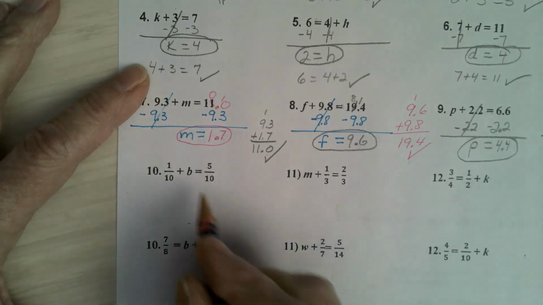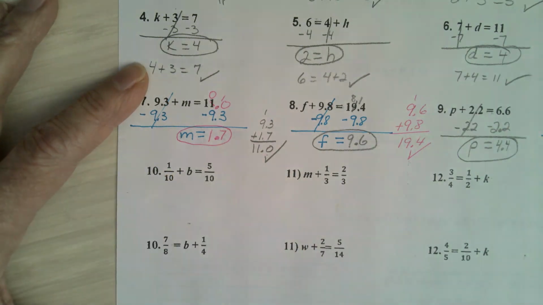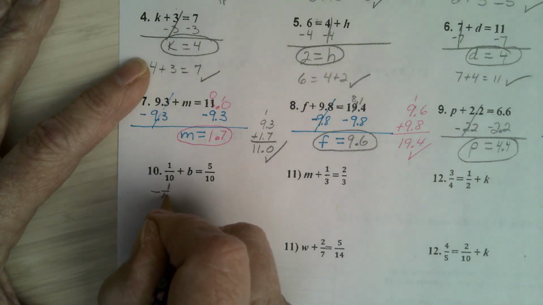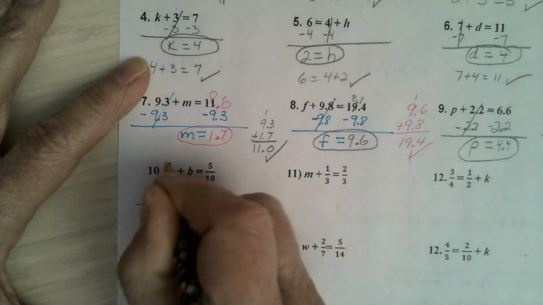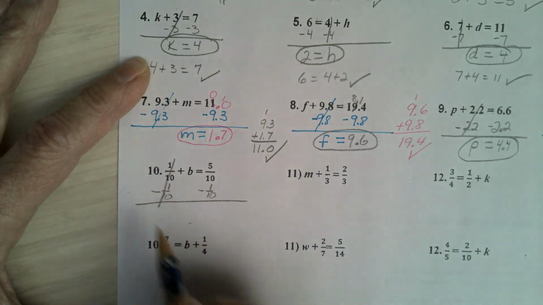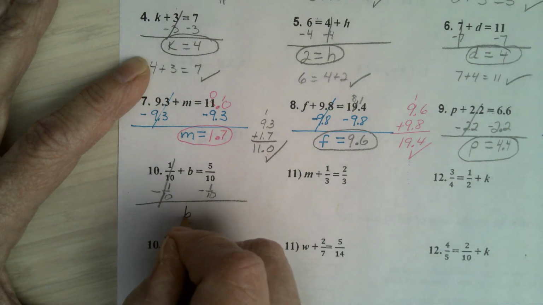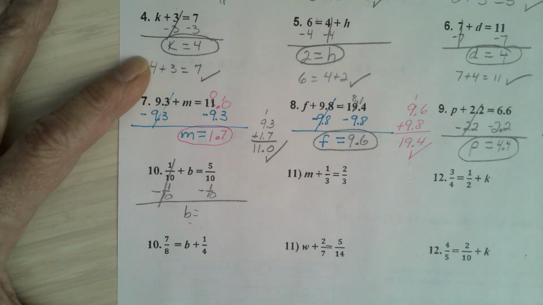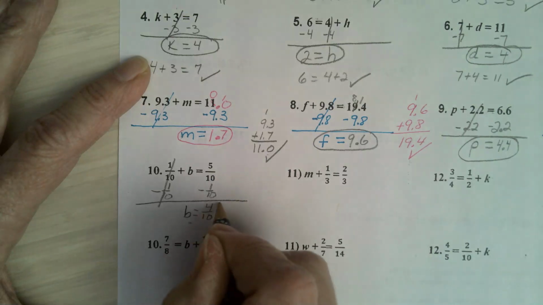So, we have to get B all by itself, so you have to get rid of a plus 1/10. What's the inverse of adding 1/10? Minus 1/10, minus 1/10. Draw your line and cancel, because 1/10 minus 1/10 cancels it out, right? So now you write down B equals, what's 5/10 minus 1/10? 4/10. You do not have to simplify it, kids. Let's just put down 4/10.